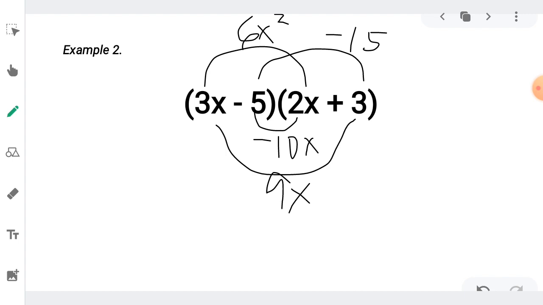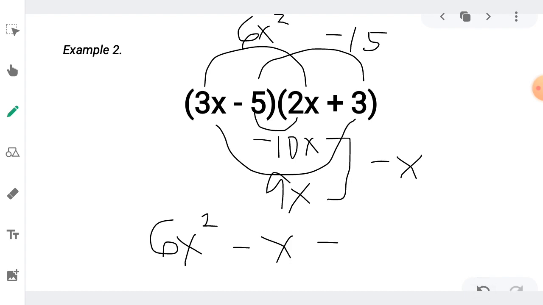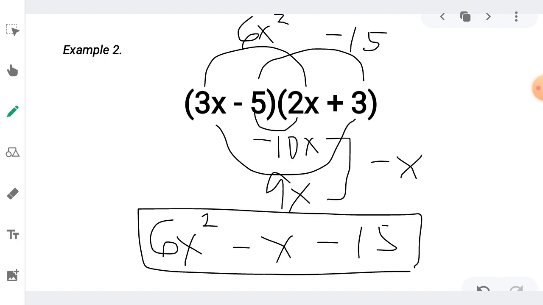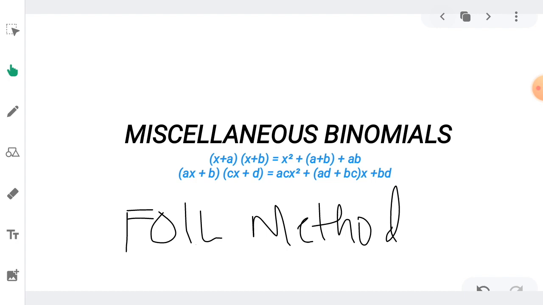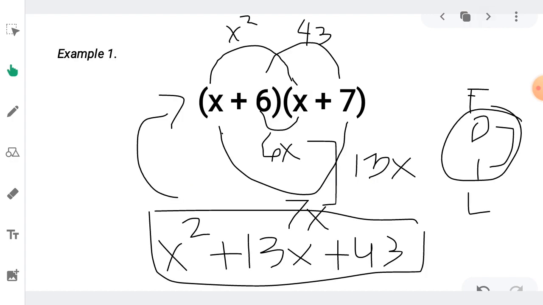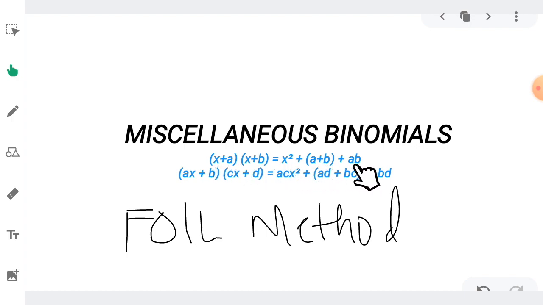Again, we need to combine the outer and the inner since they are like terms. Negative 10x plus 9x is equal to negative x. So the answer is 6x squared minus x minus 15. This is the final answer. Here in this example, we used the second form of the miscellaneous binomials, and example number 1 is in the first form of the miscellaneous binomials.